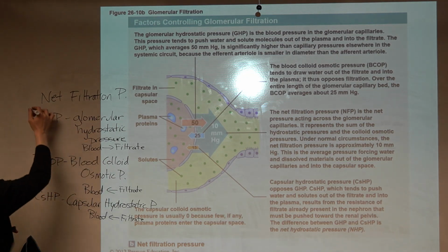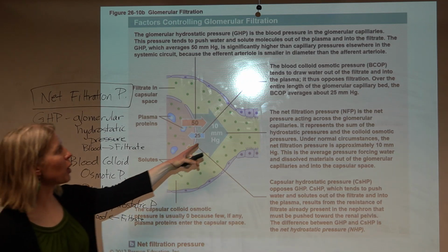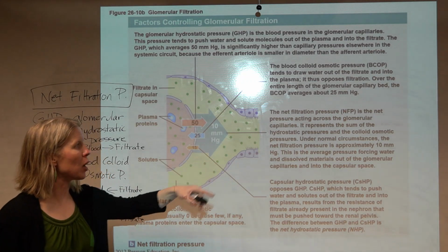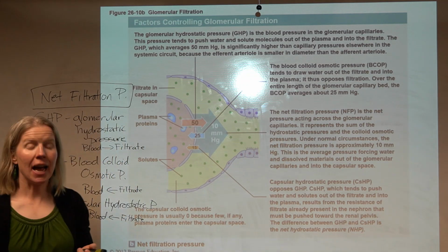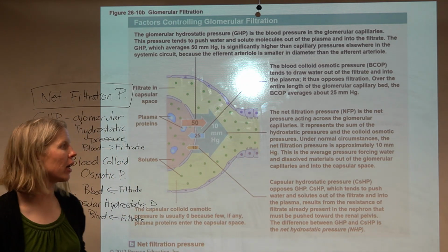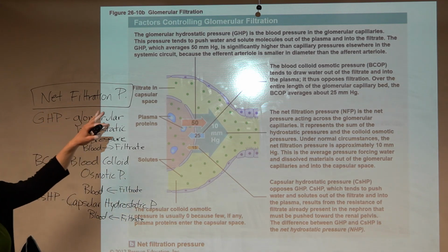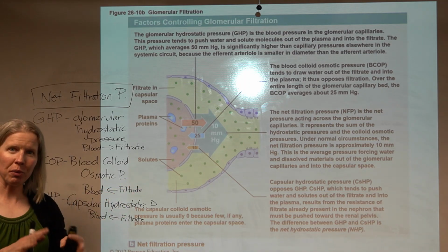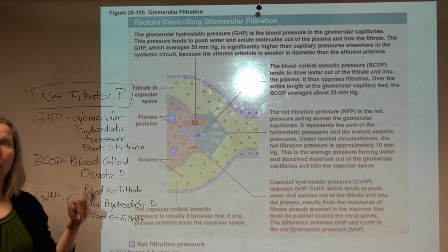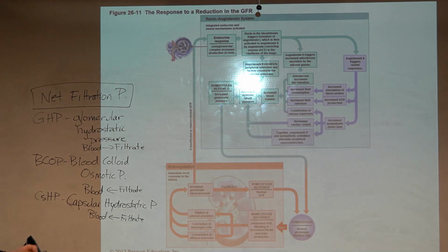So overall then, if you add those forces together, you get the net filtration pressure. Here, the way they've set this up, right? Under normal circumstances, it's approximately 10, right? 10 millimeters of mercury, because again, it's a pressure. Now, what we do with that is that net filtration pressure is then going to determine basically how much filtrate we're actually making.